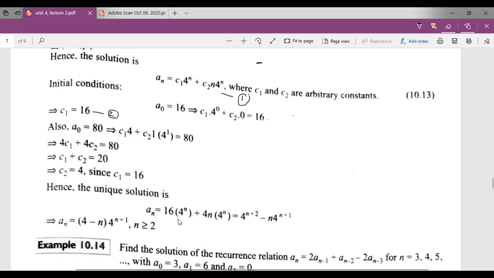So 16 can be written as 4 square. Okay. So the bases are equal, so the powers can be added. So 4 power n plus 2 plus n into 4 power n plus 1. So in this we write an is equal to (4 plus n) into 4 power n plus 1, for n greater than or equal to 2. Okay, this is the solution for the given linear homogeneous recurrence relation.